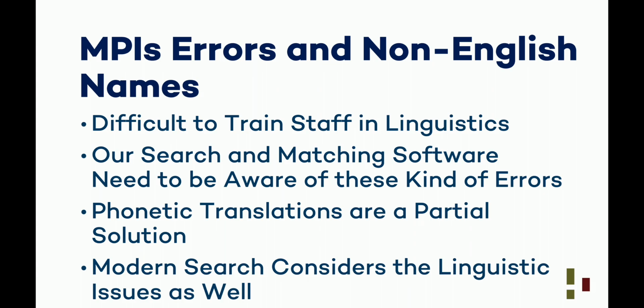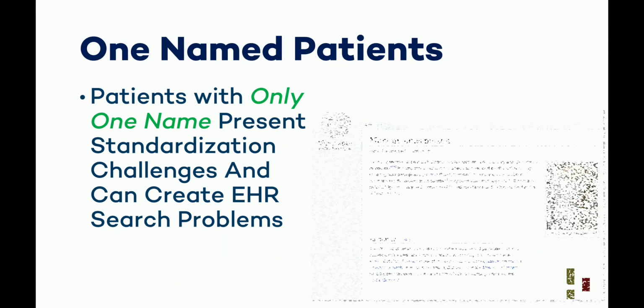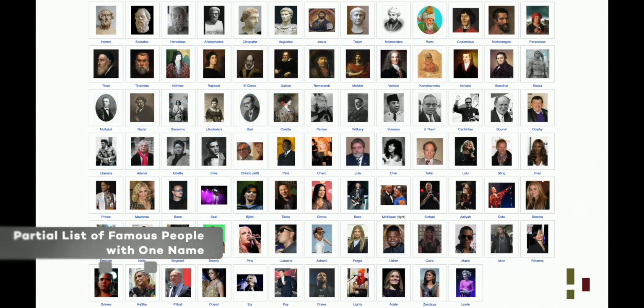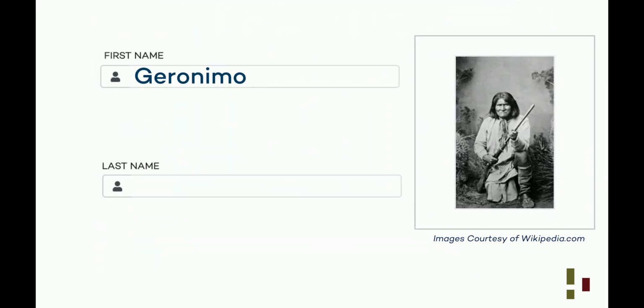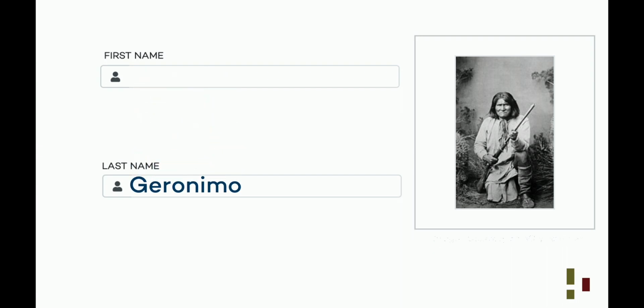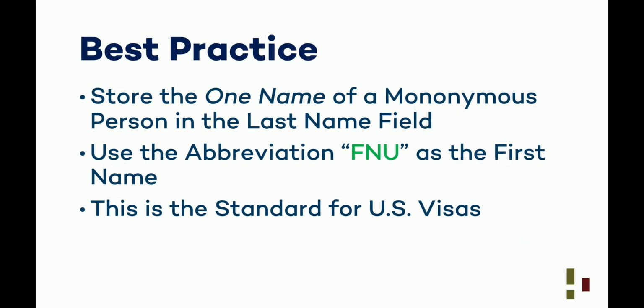And there are some people that only have one name. There is no standard on how to deal with that. But recommended best practice is to put that sole name in as the last name and put the acronym FNU, first name unknown, in the first name. That's a good best practice to deal with patients with one name.